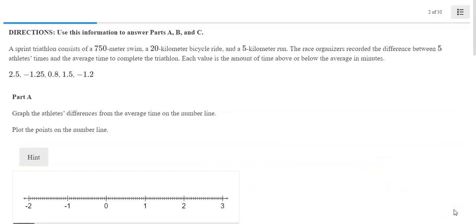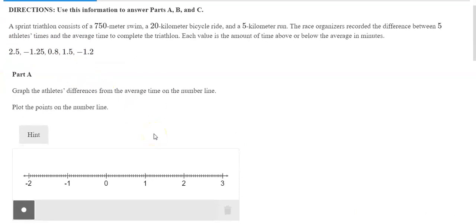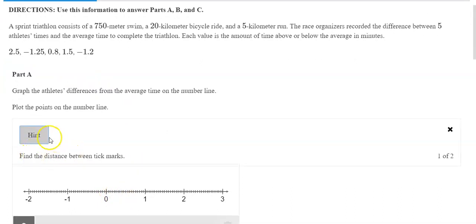Next. A sprint triathlon consists of a 750-meter swim, a 20-kilometer bicycle ride, and a 5-kilometer run. The race organizers recorded the difference between 5 athletes' times and the average time to complete the triathlon. Each value is the amount of time above or below the average in minutes. So here are our numbers, and we're going to put them right here on the number line. So let's see how many tick marks there are. So we're going to find the distance, and negative numbers are on the left.